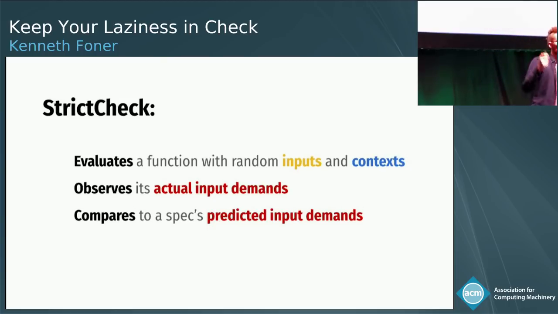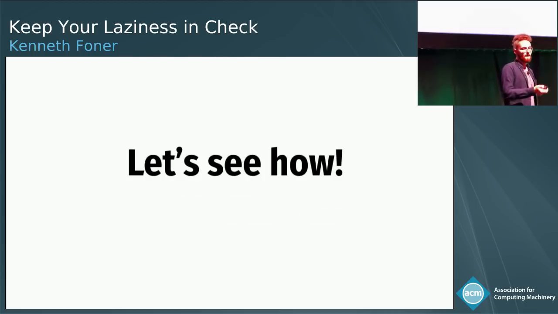And then we need to observe what actually happens when that function runs. And then to tie everything back together, just like with ordinary property-based testing, we need to compare whatever specification, whatever dynamic property we write down, to what actually happened during our test run. So for the rest of the talk, I'm going to talk about how we actually managed to make this work.